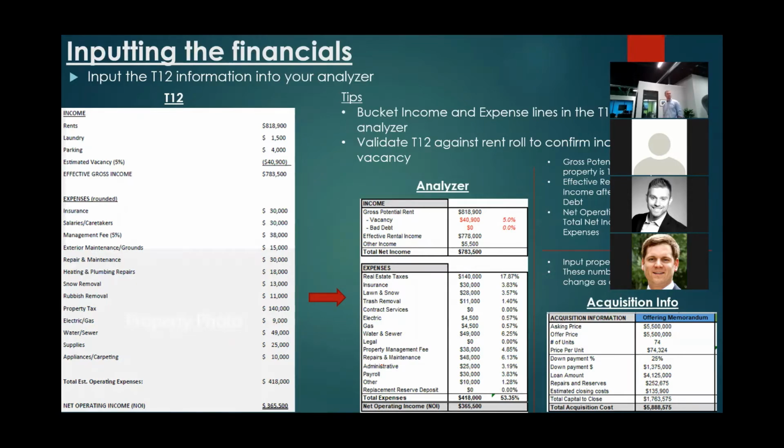And then just to talk about some of the terms. As you can see on this analyzer slide here, you've got the gross potential rent as that top line item. So that's your income. If the property is 100% occupied, every unit's full, how much money can it stand to bring in? So that's your number right there.